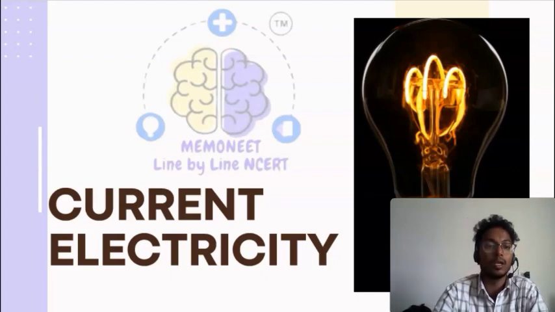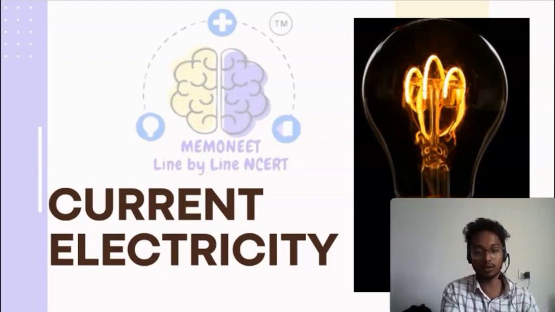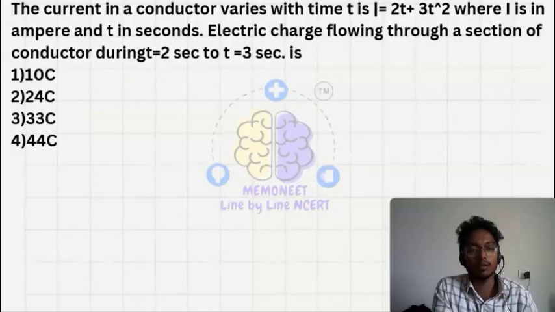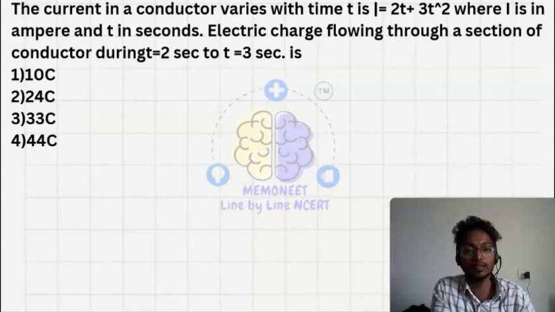Okay, so let's start this revision session, that is current electricity. Our first question: current in a conductor varies with time t as I equals 2t plus 3t square, where I is in ampere and t is in second. Find the electric charge flowing through the section of the conductor from t equals 2 second to t equals 3 second.